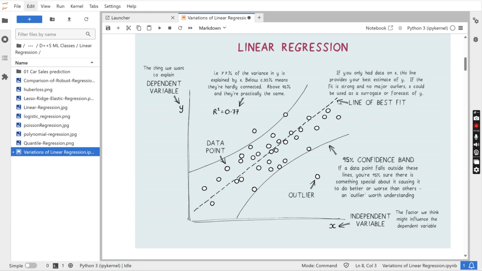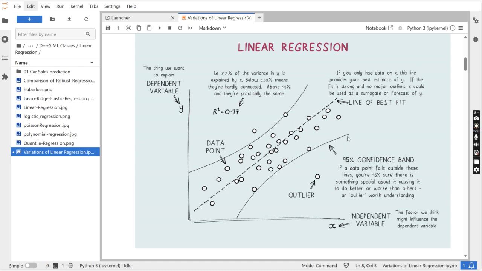When that happens, that line is called the line of best fit, and whatever amount of variance or spread it captures is called R squared. R squared here is 0.77, nothing but 77% of the variance in Y is explained by X. That is what R squared means. And Y is, as you know, the dependent variable, and anything that falls outside of this range is an outlier. And X is the independent variable.